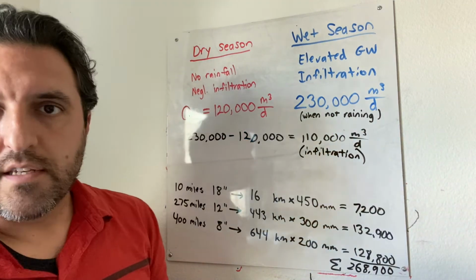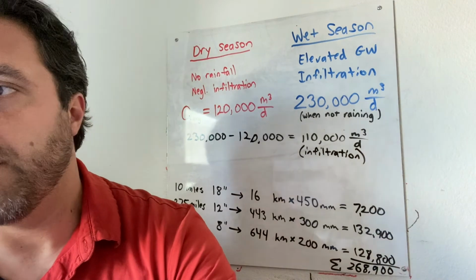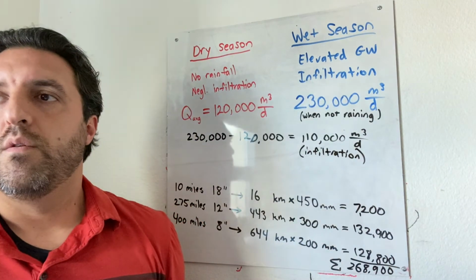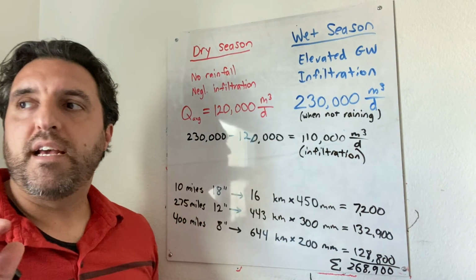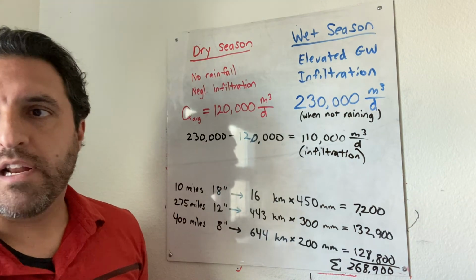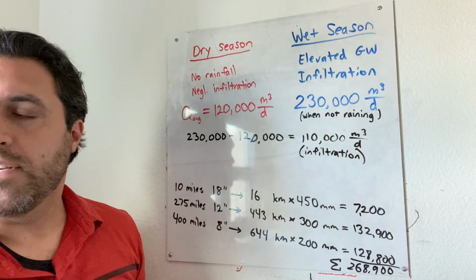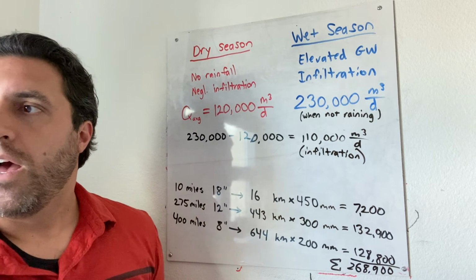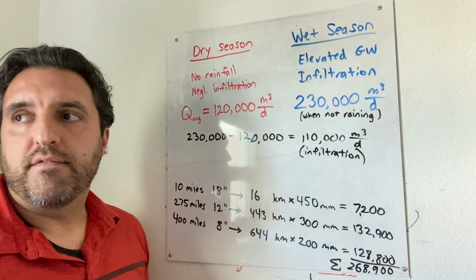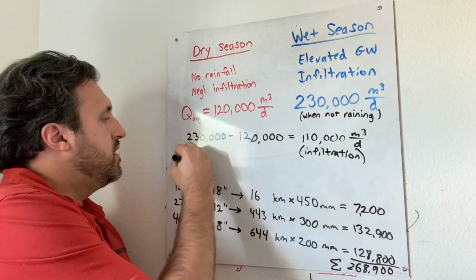The next part is to look at inflow. So for inflow, we know that that peak flow rate that happens right after the rain event, right as the rain event is in its prime, right? We've got a flow rate of 606,000 cubic meters per day.